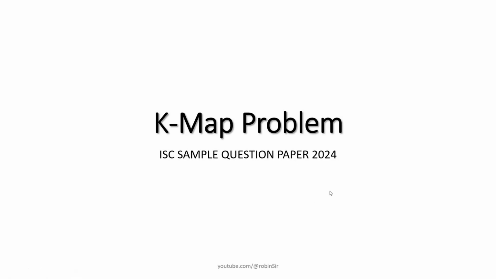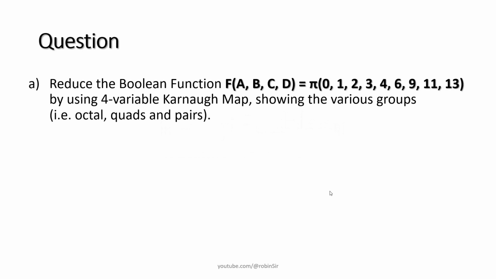Hello and welcome. In today's class, we'll be solving a KMap problem. This KMap question is taken from the ISC Sample Question Paper 2024. The question is that we have to reduce the Boolean function f with variables a, b, c, and d.